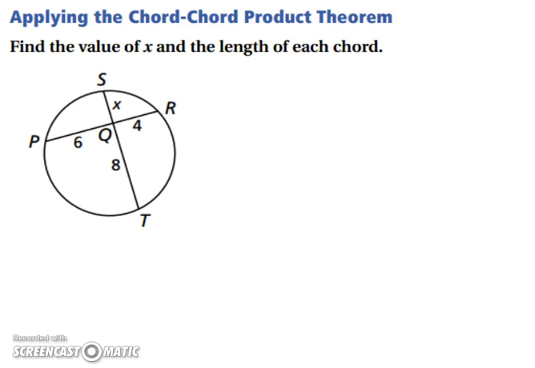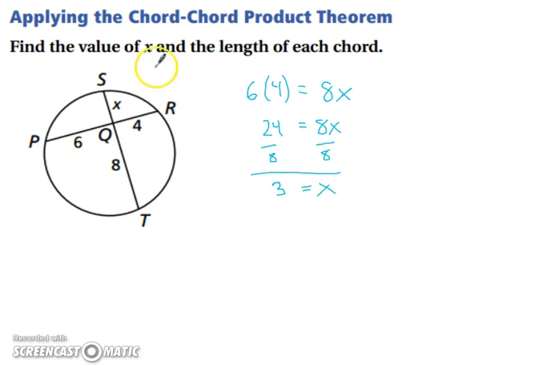Find the value of x and the length of each chord. Well, we take our two smaller pieces and we multiply them together, and then we do the same with the other chord. So we have 6 times 4 equals 8 times x. Well, 6 times 4 is 24. That equals our 8x. And then we divide by 8 on both sides. So 24 divided by 8 is 3. Well, there's our x value.